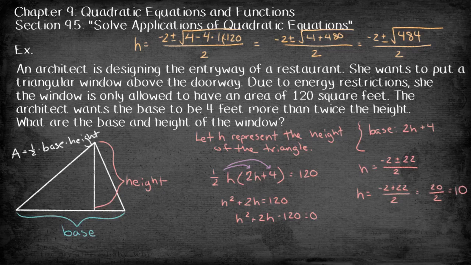All right, so that means that the height is 10 feet. And since the base is 4 more than 2 times the height, we're going to take 2 times 10 plus 4. We get 24. So the base is 24 feet. So you can go through and check that, and our sentence would be something like, the architect should make the window have a base of 24 feet and a height of 10 feet.